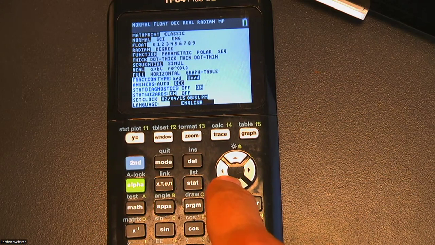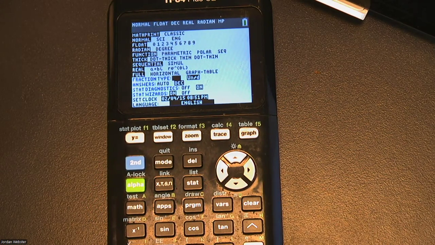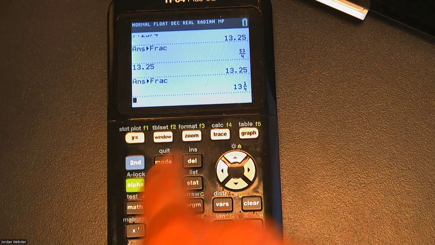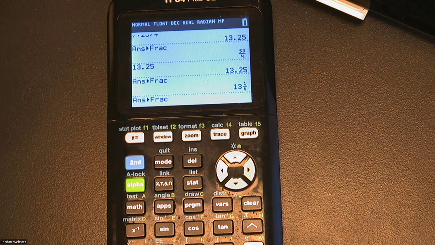So whichever mode you're in, I like improper fractions because as somebody who deals with a lot of math, it's easier to add, subtract, multiply, divide improper fractions than mixed numbers. So I tend to have it give me improper fractions. Any questions about that? By the way, now that it says 13 1/4, if I do fraction again, since I'm on the improper fractions, it's going to give me the improper fraction again.